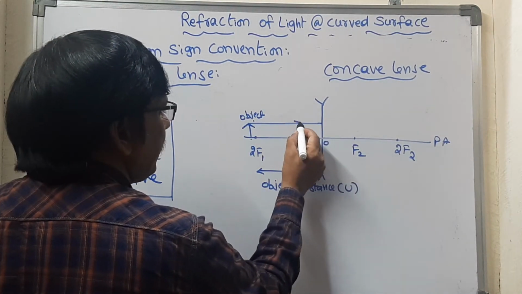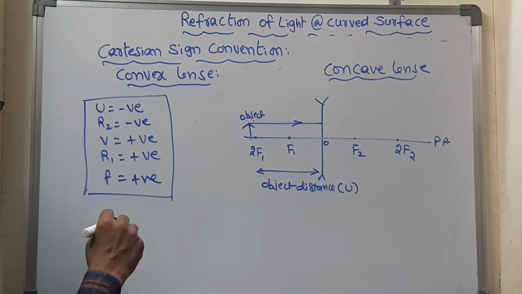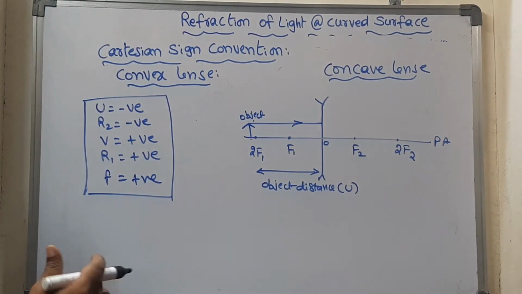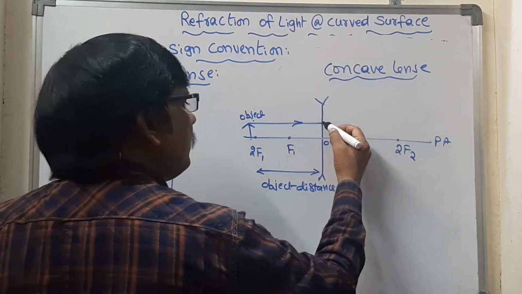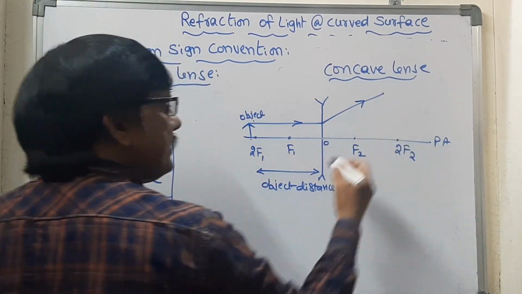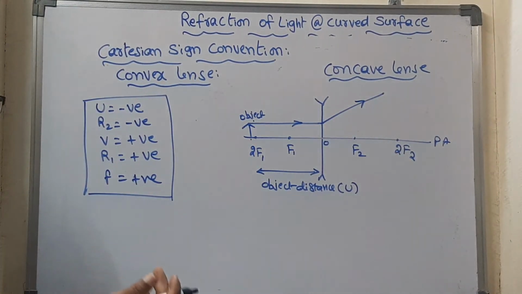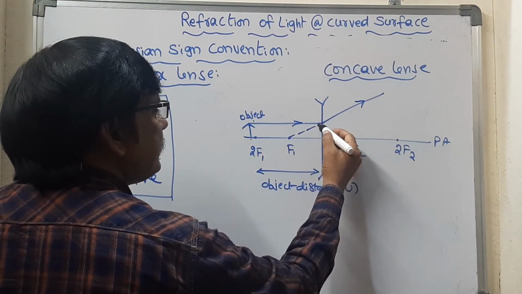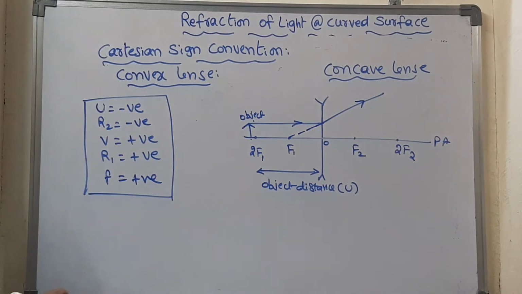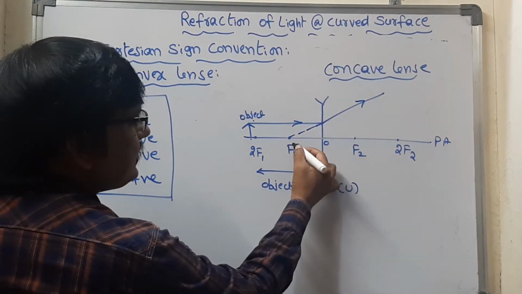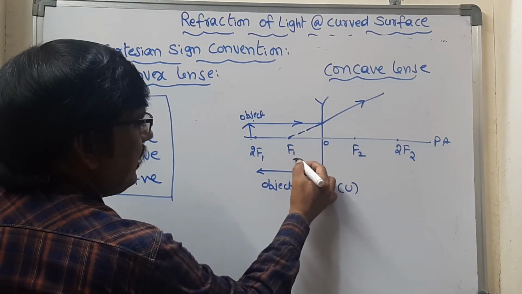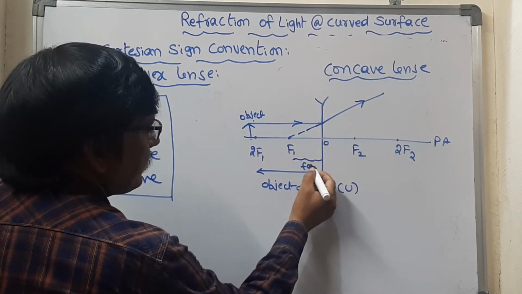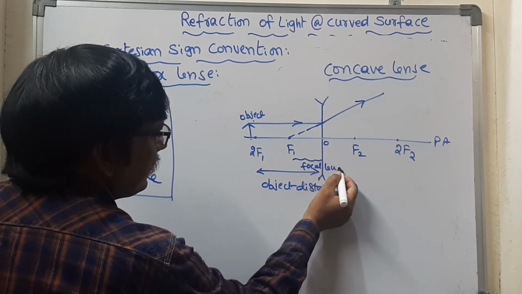It goes parallel to the principal axis. So what will happen? This is a concave lens, which is diverging in nature, and so the ray diverges towards this side. Once it is diverging, we extend the dotted lines back from here. The distance between F1 and O, what do we call that? That is the focal length.